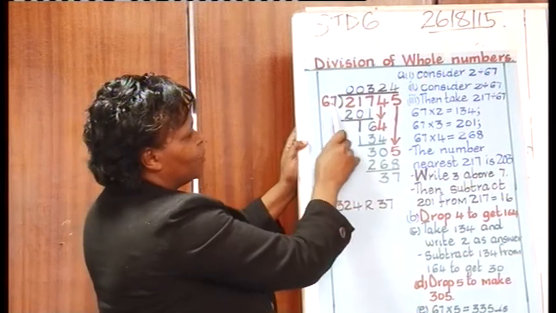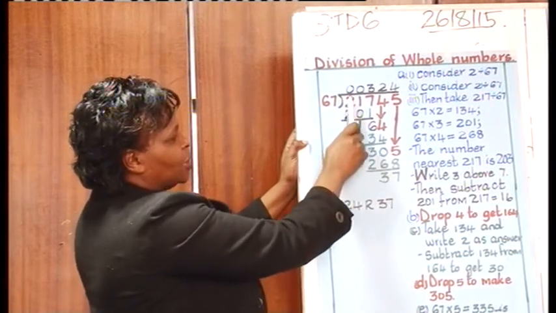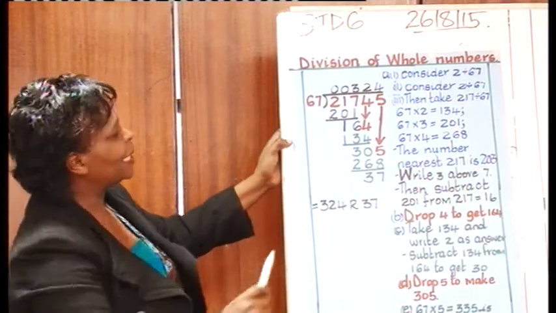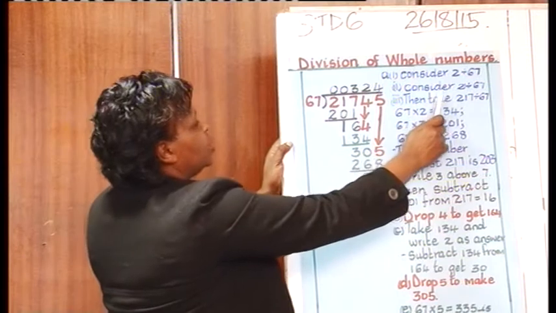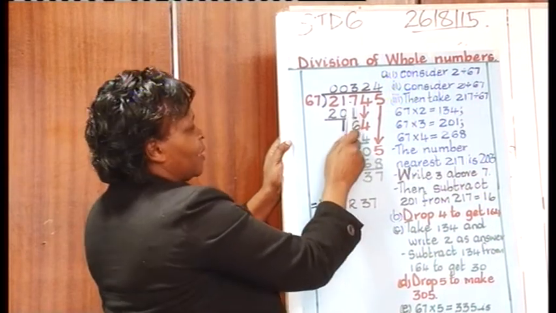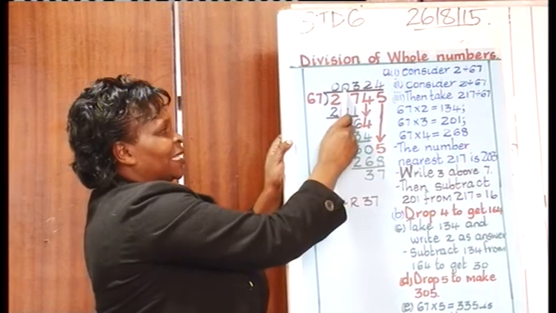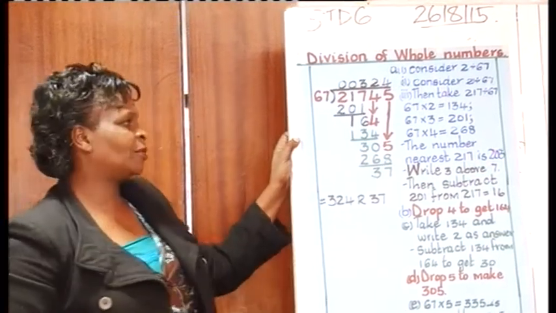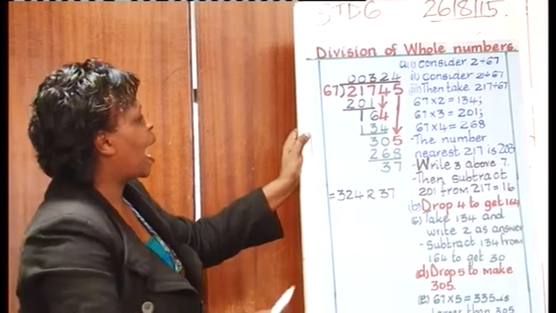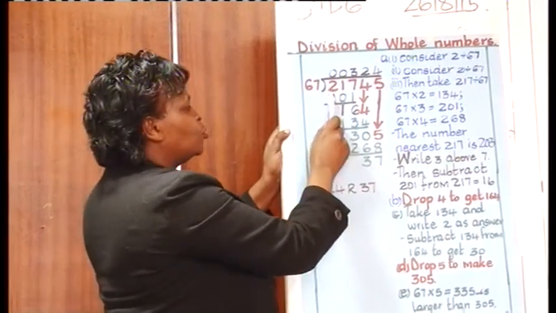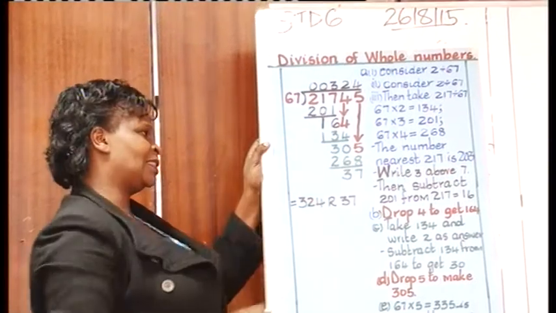When I divide 2 by 67, it cannot, so I write a 0 on top of 2. Then the next step will be considering 21, and I divide by 67. 21 divided by 67, it cannot, because 21 is a very small number. Then I'm supposed to go to the next step, whereby I consider 217 divided by 67.